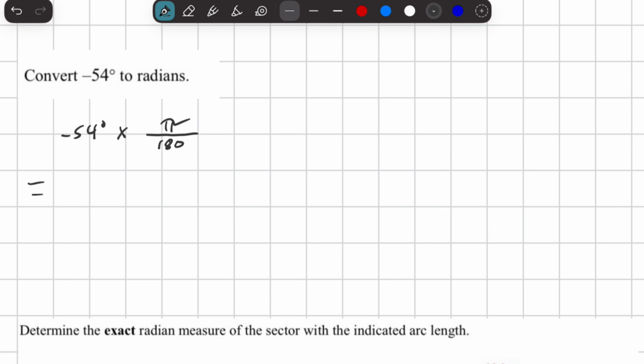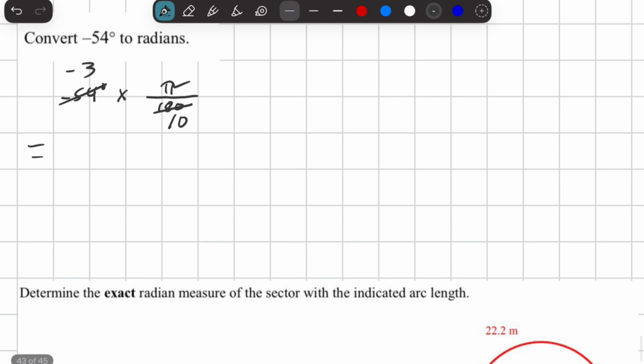So 54 and 180 are both divisible by 9. So you can go ahead and do this, and you're going to get 20, and this divided by 9, you get 6. Oh, you can actually divide those by 2 again. So it's actually, sorry, -6. It's actually going to be -3 and 10. So we're going to get -3 times pi over 10. So you're going to get -3 pi over 10, and that is your answer. Pretty self-explanatory, even without a calculator.